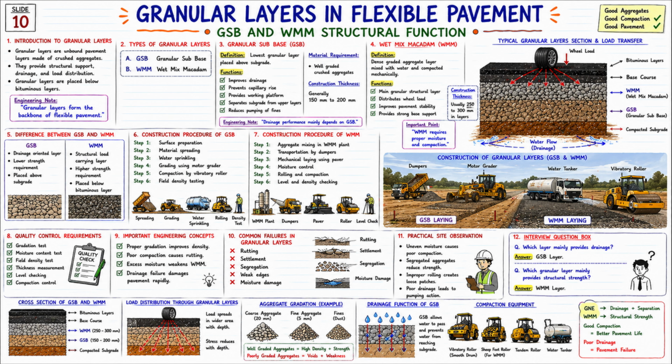Granular sub-base, i.e. GSB, is the lowest granular layer, which is provided above the subgrade. Let us understand its functions. Improves drainage, prevents capillary rise, provides working platform, separates subgrade from upper layers, reduces pumping of fines. Now look at the material requirement. Well graded crushed aggregates are used, and construction thickness is generally 150 mm to 200 mm. See the engineering note below.